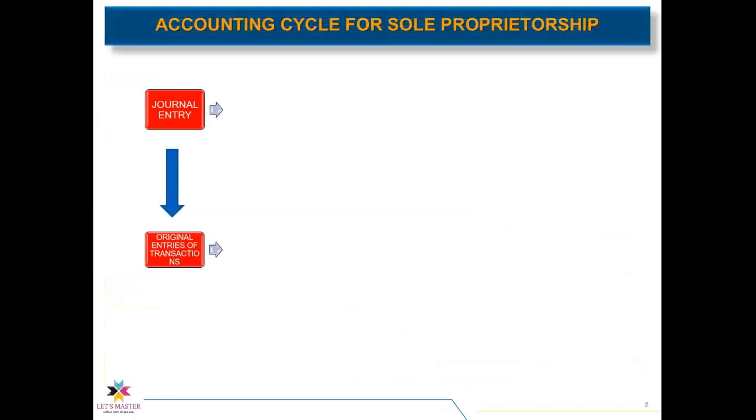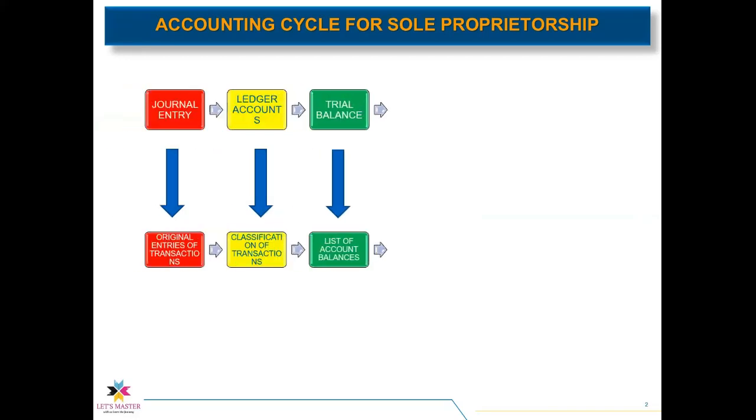Moving on, let's have a quick look at the accounting cycle for the sole proprietorship firm. In a sole proprietorship firm, the first thing that we do is pass the journal entries, which are the original entries of the transactions. Then we prepare the ledger accounts, which is classification of transactions. Then after ledger accounts, we prepare the trial balance, which is nothing but a list of account balances.